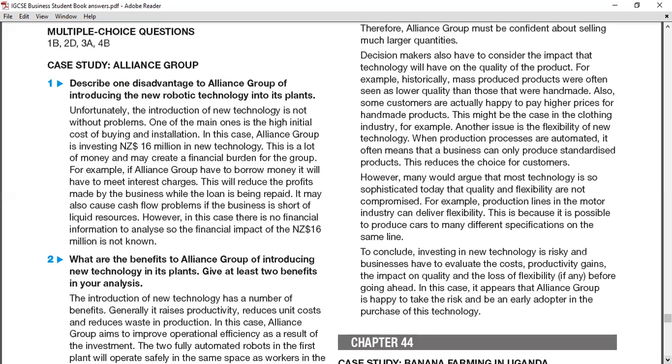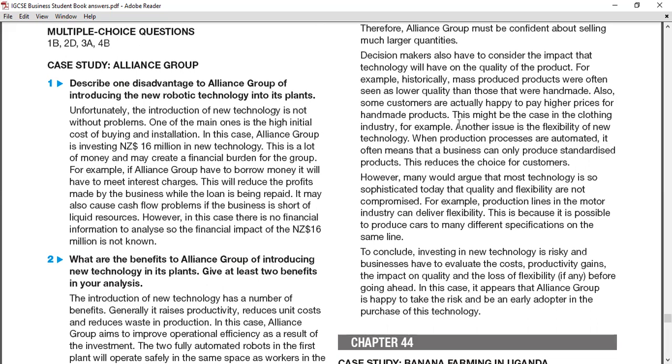In this case, it appears that Alliance Group is happy to take the risk and is an early adopter in the purchase of this technology. Very good. So that's the thing. So in every paragraph I can see they talk firstly about the cost and the 60 million, and after that the quality, and then the productivity and flexibility. So like that, one paragraph they dedicated to each thing to talk about.